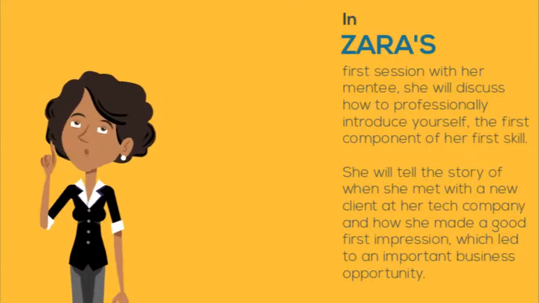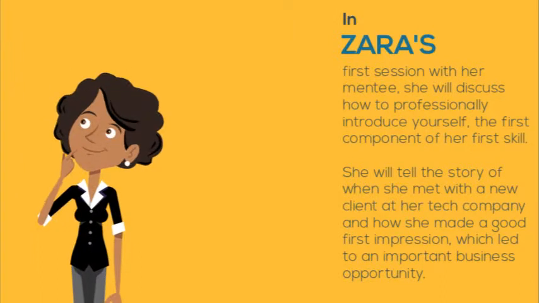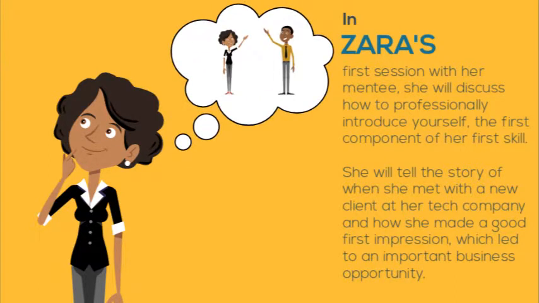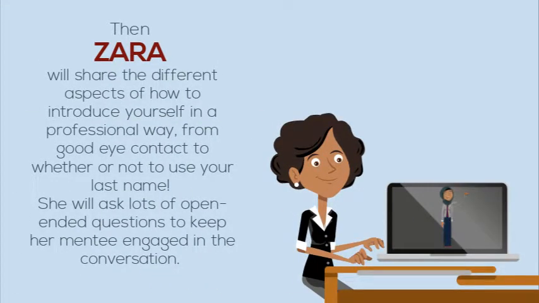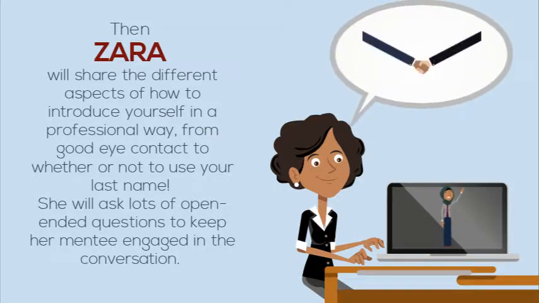In Zara's first session with her mentee, she will discuss how to professionally introduce yourself, the first component of her first skill. She will tell the story of when she met with a new client at her tech company and how she made a good first impression, which led to an important business opportunity. Then, Zara will share the different aspects of how to introduce yourself in a professional way, from good eye contact to whether or not to use your last name. She will ask lots of open-ended questions to keep her mentee engaged in the conversation.